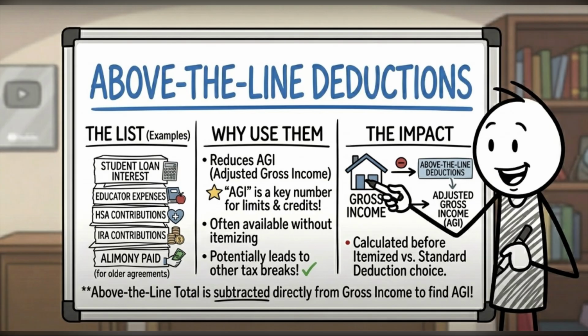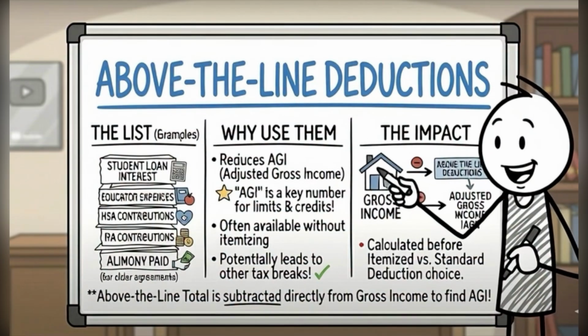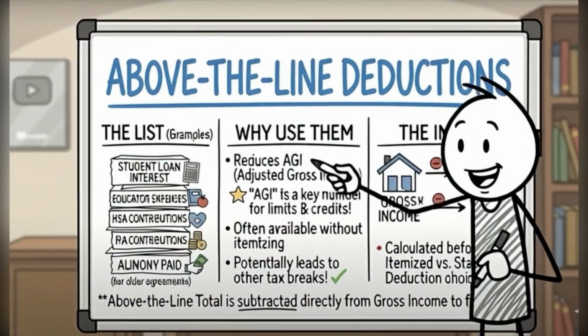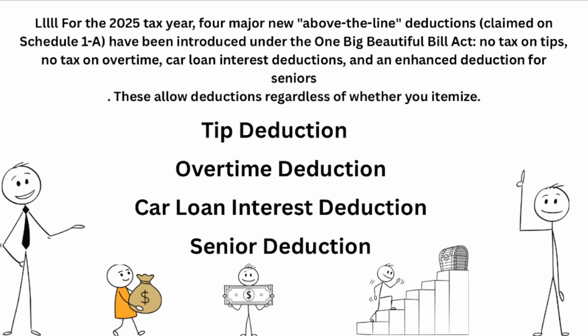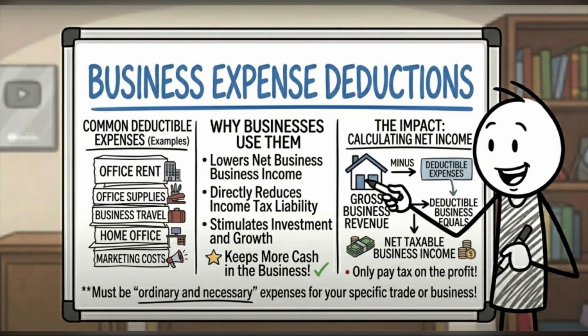Above-the-line deductions. Above-the-line deductions are subtracted from your gross income before your adjusted gross income, or AGI, is calculated. They are available whether or not you itemize, which makes them especially valuable. Examples include student loan interest and contributions to certain retirement accounts. These deductions matter because they lower your AGI, which can also help you qualify for other tax benefits tied to income limits. Business expense deductions.